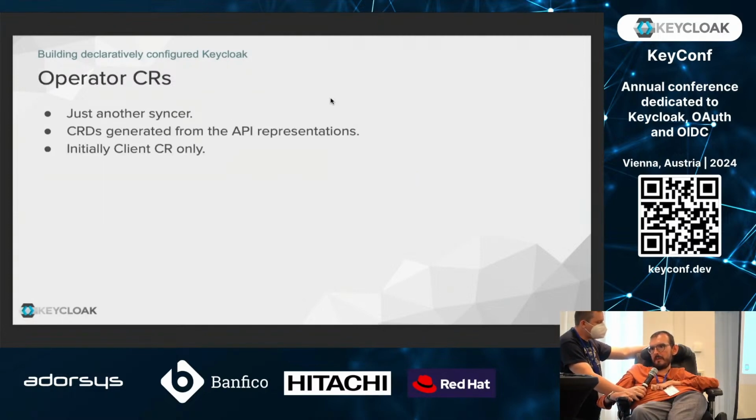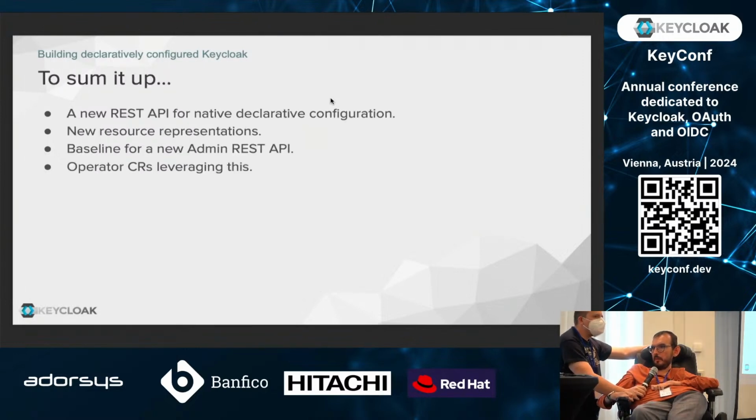Now there is a question of the operator CRs. That's one of the main motivations for it, because in the new operator we don't currently have the CRs we had in the old operator. So this is one of the main motivations. So operator is just another syncer, right? The CRDs for it will be generated from the API representations. That means that it will be a one-to-one match, automatic, no manual syncing, and it will support initially only the client CR at the moment.